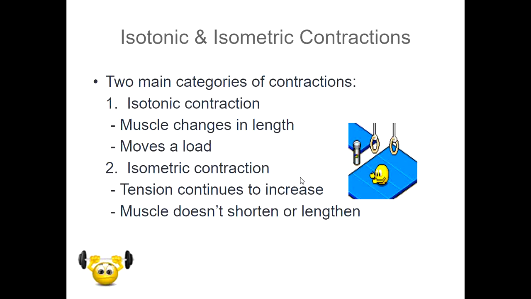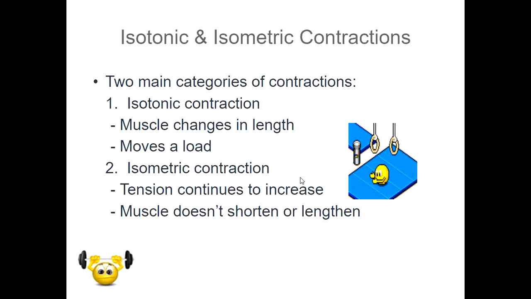An isotonic contraction is when you lift something or you do something where you're using your muscle and your muscle is actually changing in length. So you're moving a load. That could be lifting weights. That could be doing push-ups or sit-ups. Anything, the load could be you. So it's anything that you're doing that's causing your muscles to work by moving something.